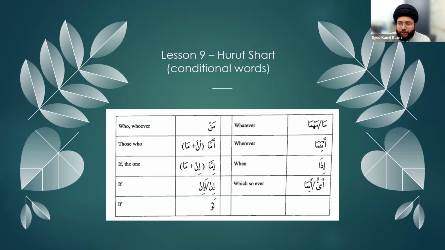They're huruf al-shart. There a condition is being posed, and this condition makes majzoom the verb which comes after it, which is the shart verb, as well as the jawab al-shart. Okay, so the responsive verb. So they make two verbs into majzoom. So this lesson, lesson number 9, is actually one instance of mudari majzoom.